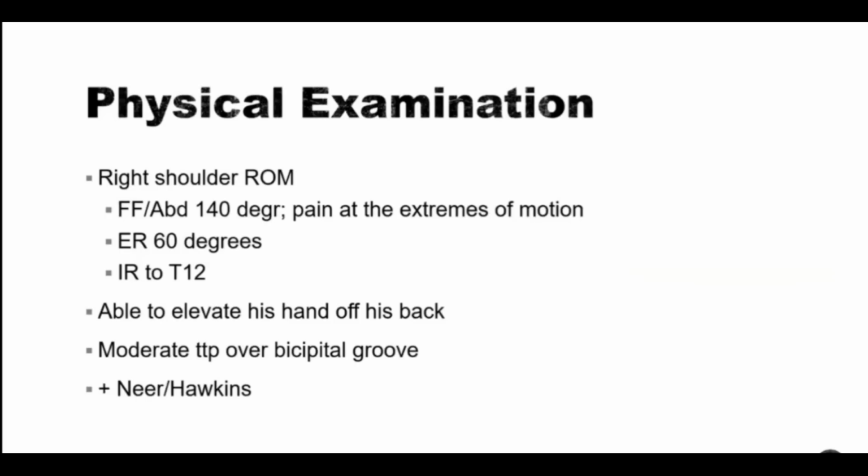On exam, he had fairly normal shoulder range of motion. It was really limited largely by pain, which was at the extremes of motion. He was able to elevate his hand off of his back without difficulty. He did have tenderness over the bicipital groove and had positive Neer and Hawkins tests.